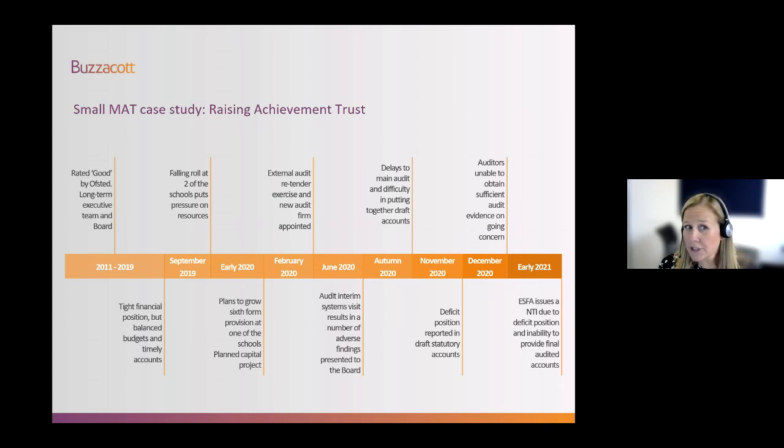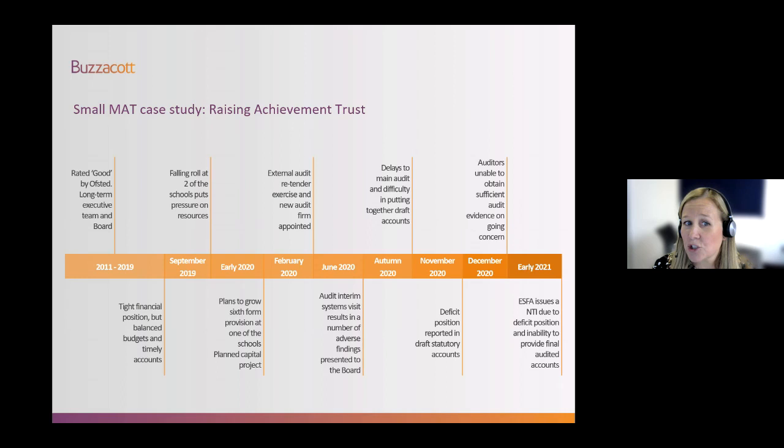And then looking at the governance side, the board makeup also hasn't changed significantly since 2011. So the current board still includes quite significant representation from the 3 schools' predecessor governing bodies. The financial position of the trust has always been quite tight, so they've got minimum reserves, but they've always been able to prepare balanced budgets for the ESFA. They've been able to prepare their statutory accounts, and these have always been submitted on time.